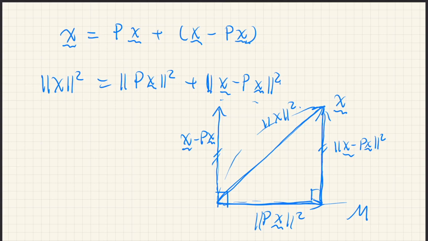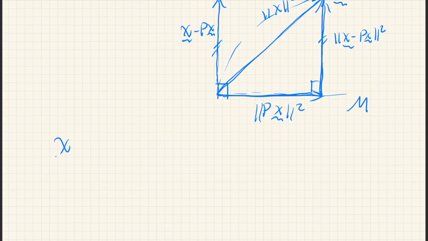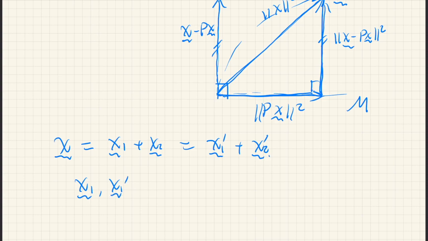And we can also show that this orthogonal decomposition is unique once the subspace M is given. Okay, to show that, suppose we have two decompositions, let's say x1 plus x2, and also x1 prime plus x2 prime. And x1 and x1 prime are in M, and x2 and x2 prime are in M orthogonal. Okay, these are the assumptions.